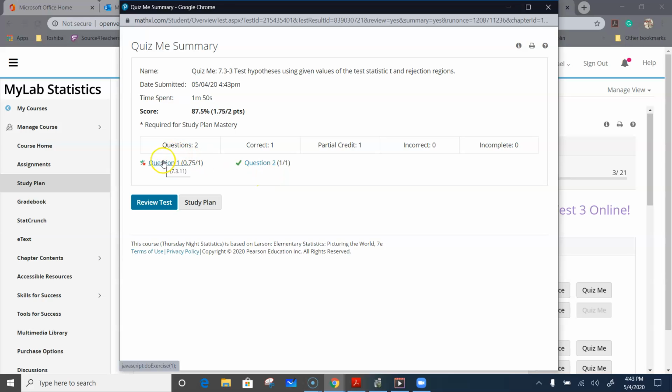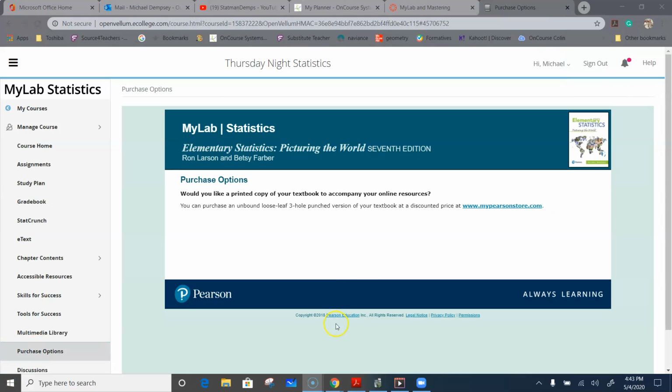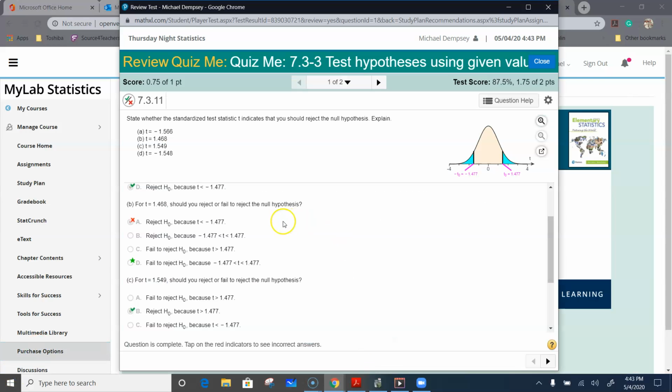Oh, looks like we missed one of these. Maybe I just didn't read carefully enough. Oh, wait a second. 1.46. Oh, okay. Yeah, I read the wrong symbol. Wait, 1.468. Yeah, I thought I picked that one. I don't remember clicking that. I thought for sure I clicked on this. Maybe I inadvertently did. You can go back and rewind the video and see, but I'm almost positive I picked fail to reject because it's in that region.